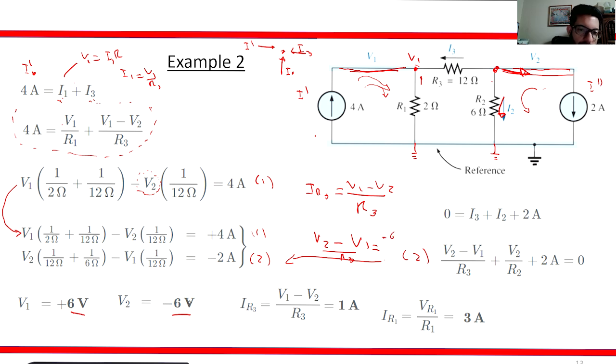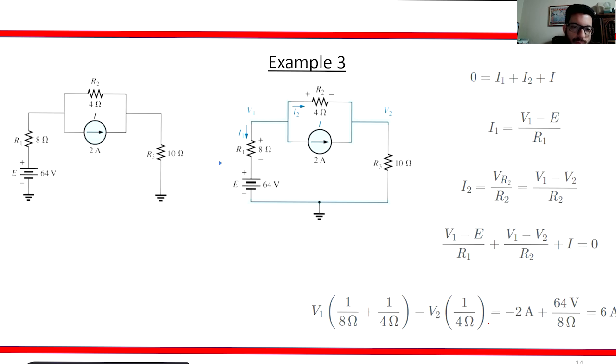And if you do minus V1, which is minus 6, divided by 12, equals 1. Okay, so that tells us that the current is computed correctly. Now for R1, the current through resistor 1 is V1, which is positive 6, divided by 2, which is 3 amps.